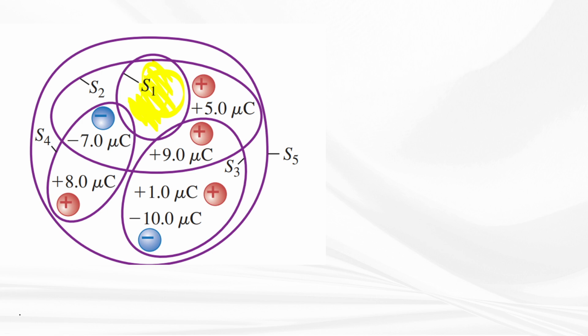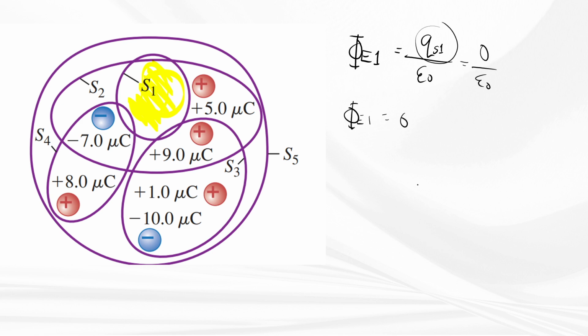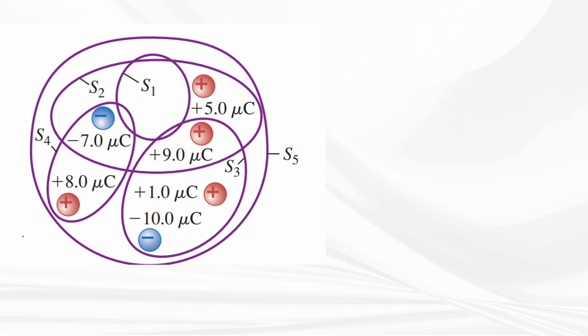So, if I make my formula, my flux at surface 1 would be the total enclosed charge at surface 1 over the permittivity of free space. Since there is no total charge there, that would be 0 over epsilon naught. Meaning, my electric flux at surface 1 would be 0. Okay, so look at that. Let's go to surface 2.